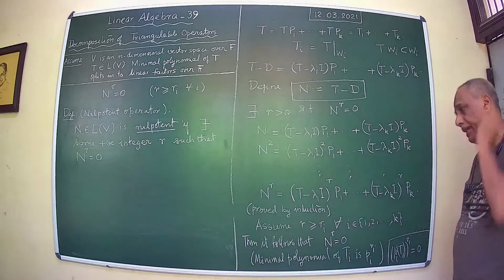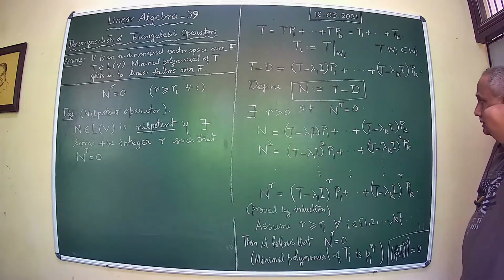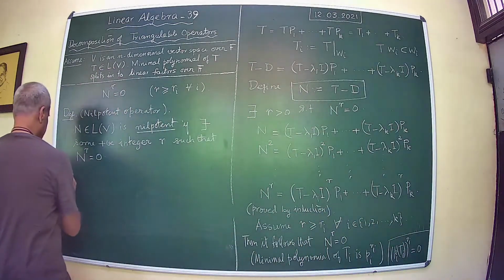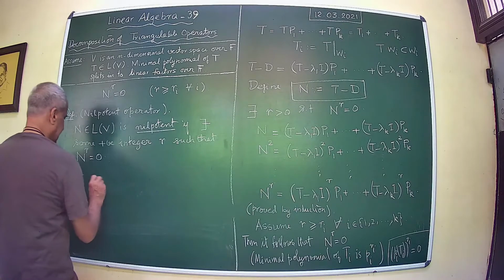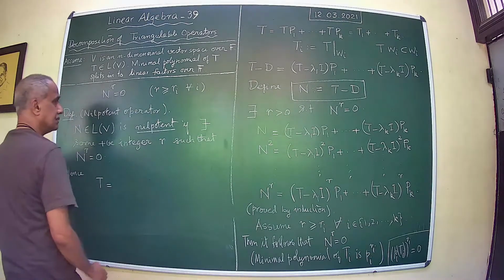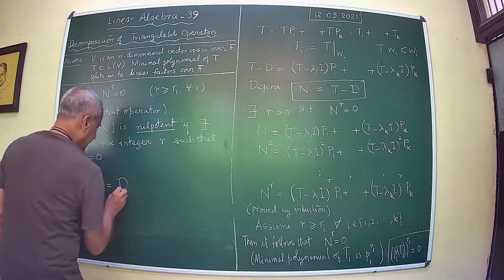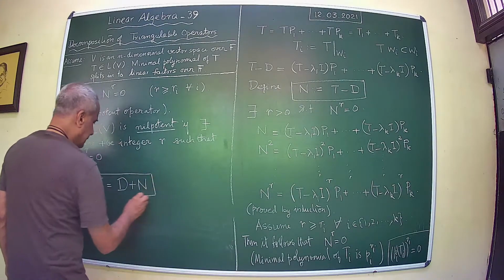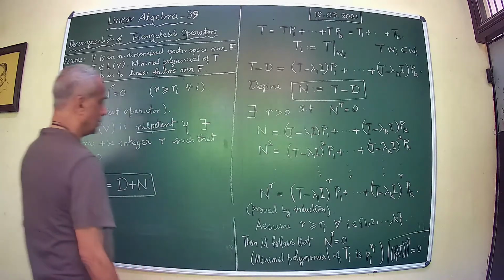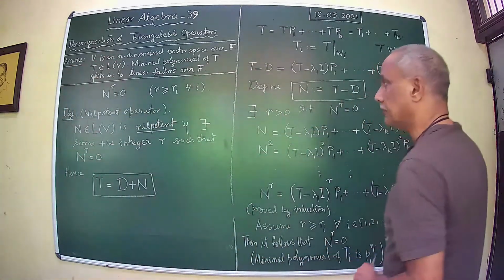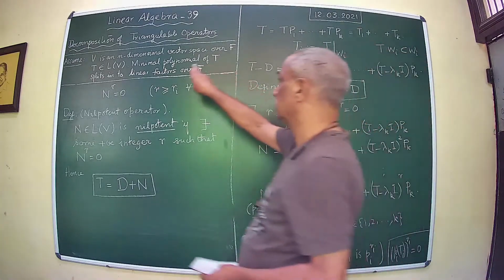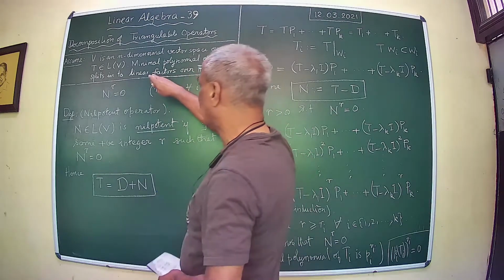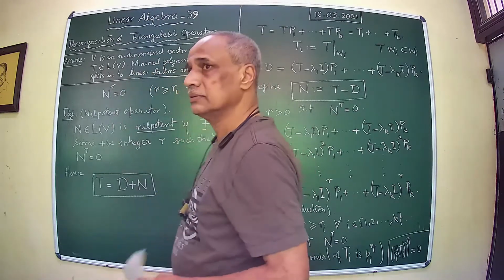So what we get is that T is now written as the sum of a diagonal operator and a nilpotent. So this is the special breakup that you get in the case where the minimal polynomial of T splits into linear factors over F, and that happens if and only if they are triangular.